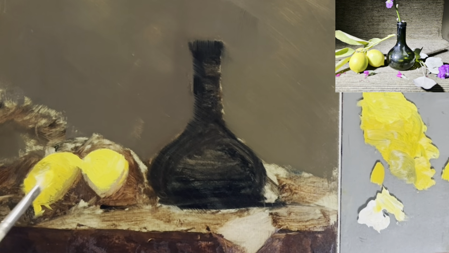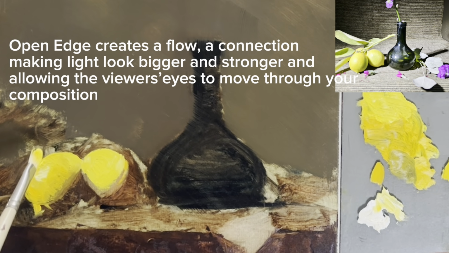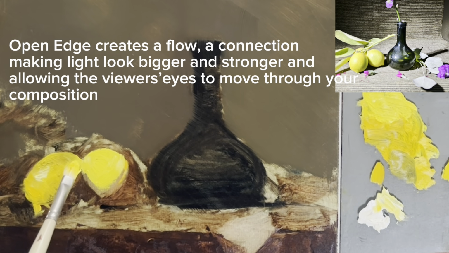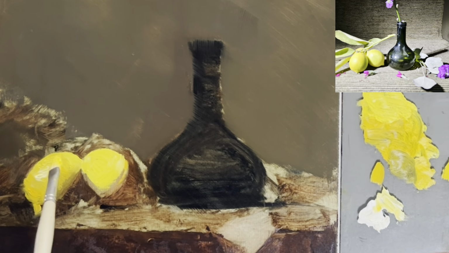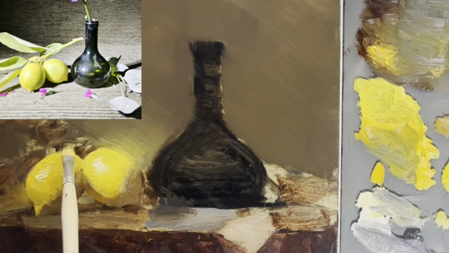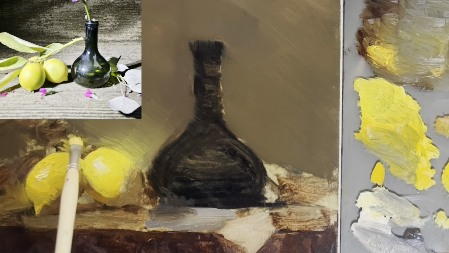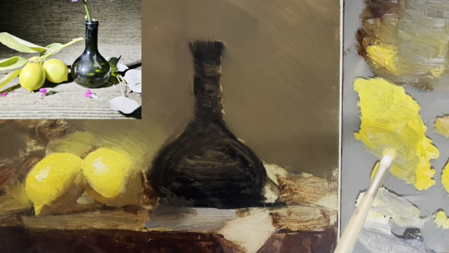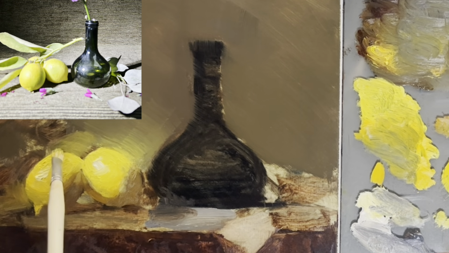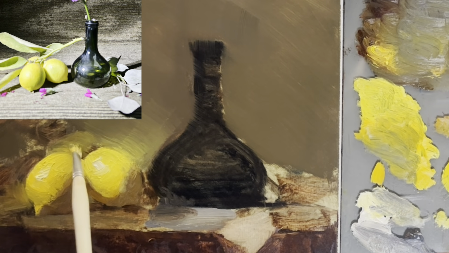So here comes an open edge. Between two lemons, I'd like to create an open door, a channel of light. So this piece of color and this piece of light can flow freely from one lemon to another. The light rolls out of the lemon and moves into the air. So it's important to realize that the light doesn't just stop, but it can continue into the air.